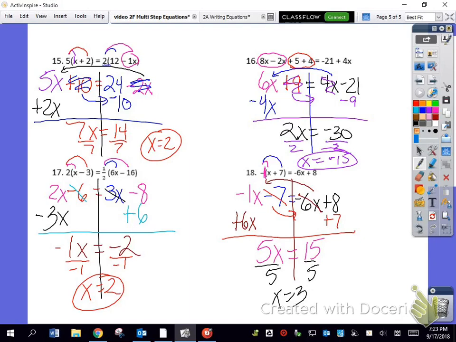And that's just a combination of all the steps that we've done. Solving in 1 steps, 2 steps, combined like terms, and distributive. So multi-step equations.